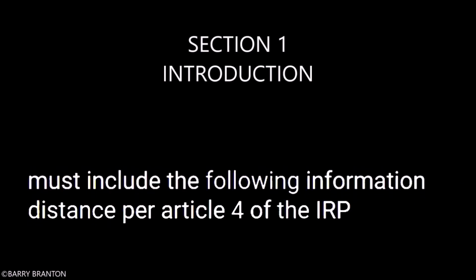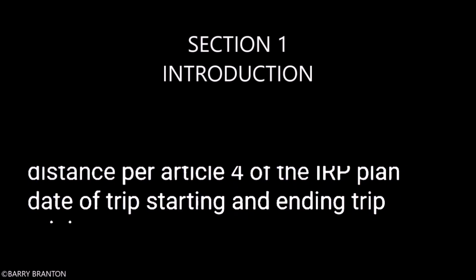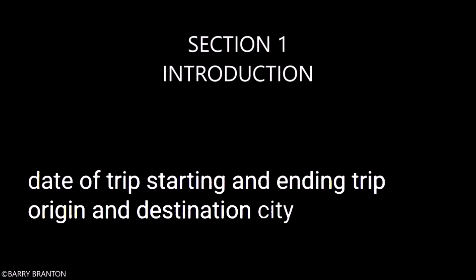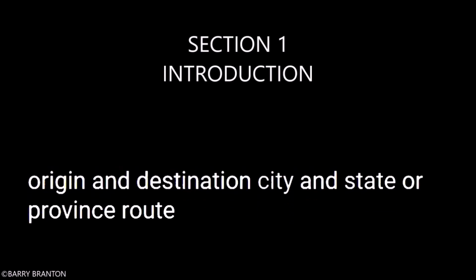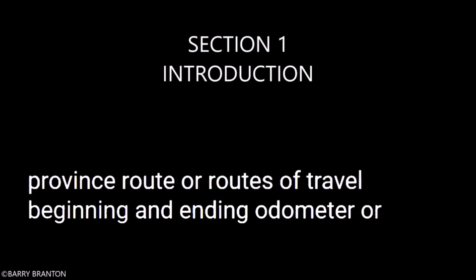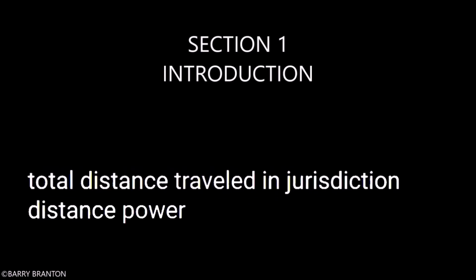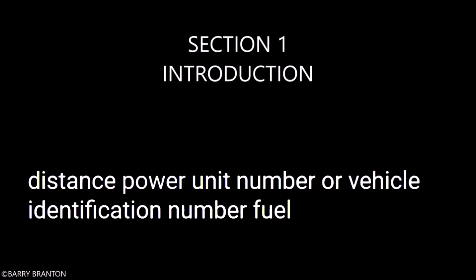Distance, per Article 4 of the IRP plan: date of trip, starting and ending; trip origin and destination, city and state or province; route or routes of travel; beginning and ending odometer or hubdometer reading of the trip; total distance traveled; in-jurisdiction distance; power unit number or vehicle identification number.